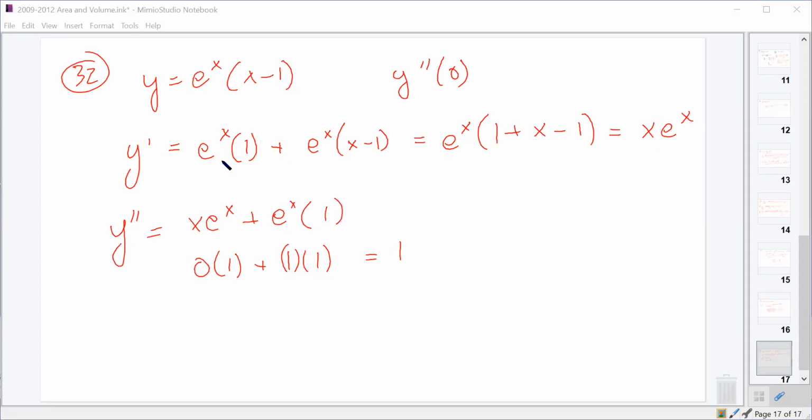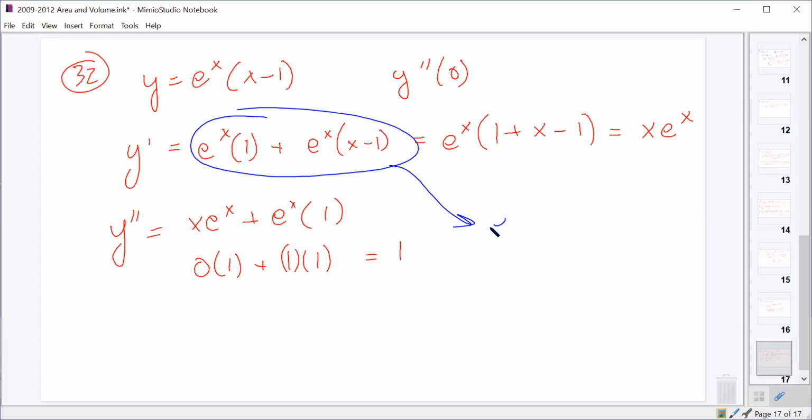And if you hadn't factored the e to the x out of that, if you'd just taken the derivative of this, derivative of e to the x is e to the x, and the derivative of e to the x times x minus 1, well, we had just done that. That would be e to the x plus e to the x times x minus 1. And that would give us, if we were evaluating that at 0, 1 plus 1 plus 1 times negative 1. So 1 plus 1 minus 1. So plus 1. Any questions there with 32? Everybody good with that one? Yeah, good there.